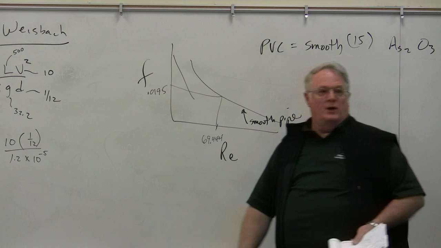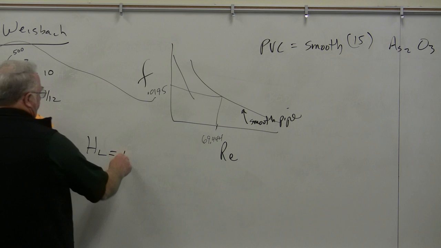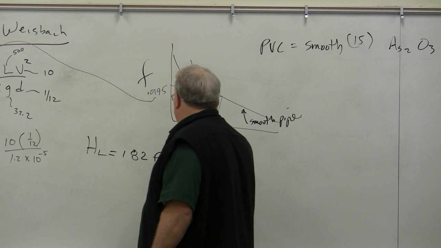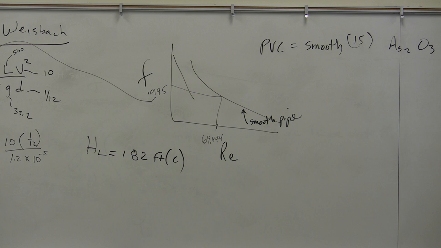Y'all buy that? Okay, so we take this and put it in right here. We solve for the head loss and we get 182. Which is the same answer that we got with Darcy Weisbach. I mean, not with Hazen Williams. So here's actually two ways to work it correctly. And that's not a coincidence. It really shouldn't be a coincidence. The formulas are real similar. Okay? So there's that one.